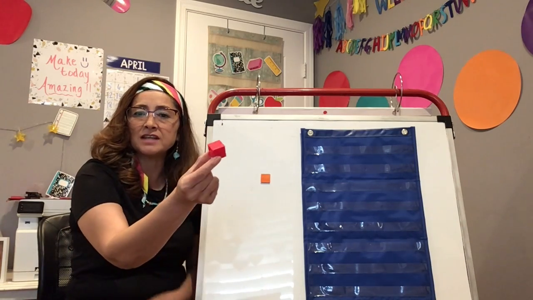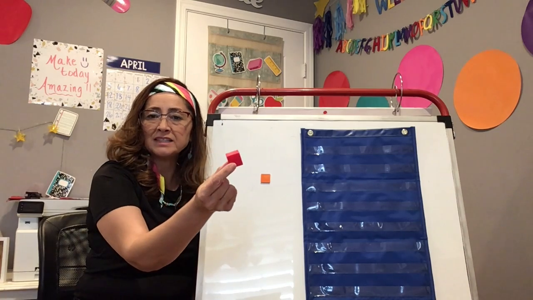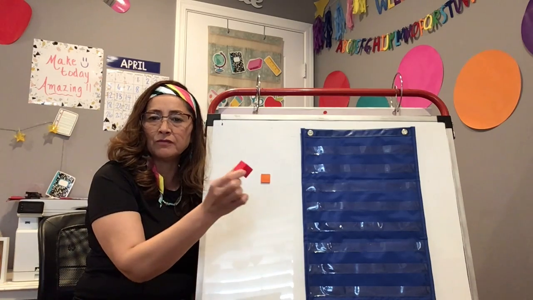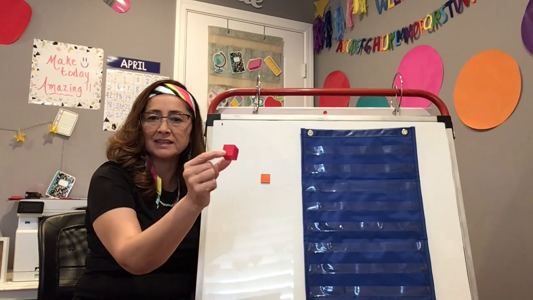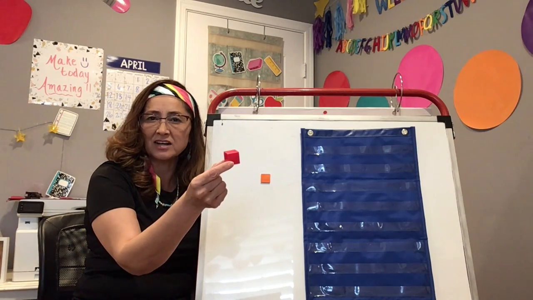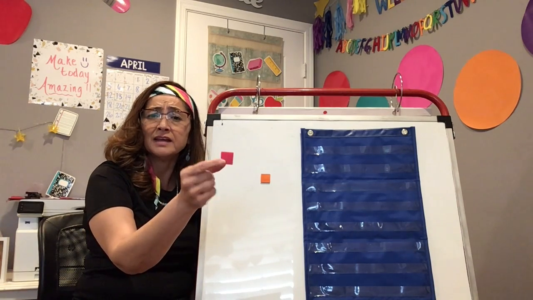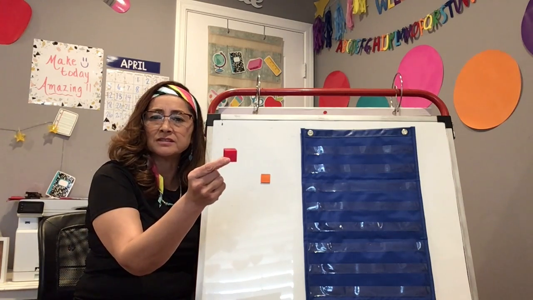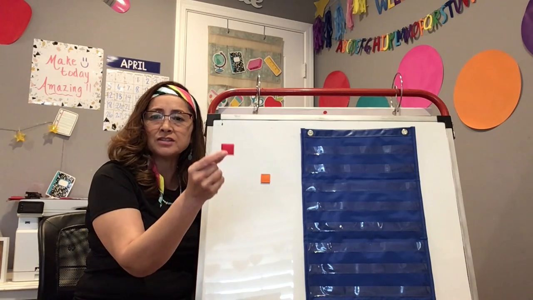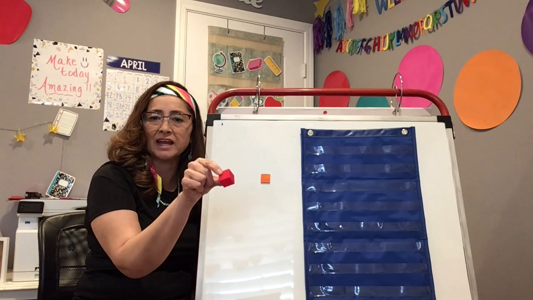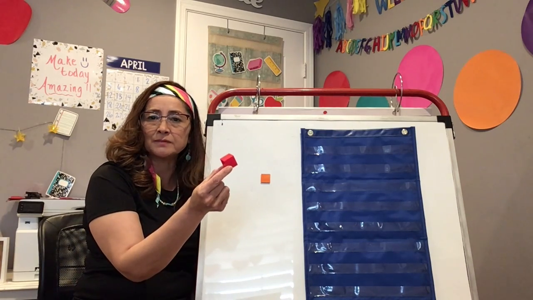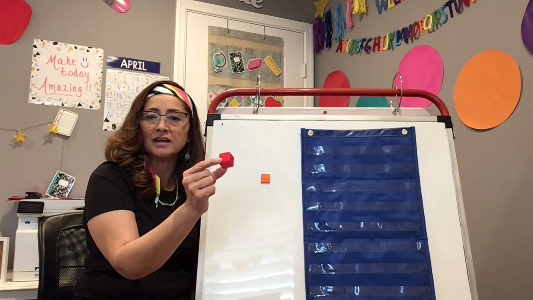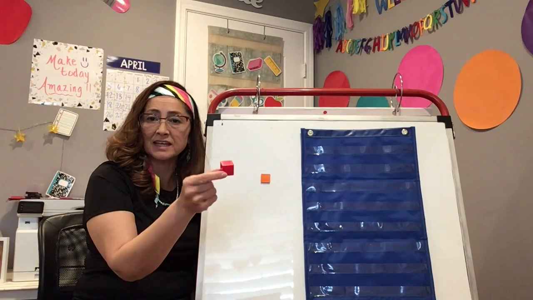Now, I want you to take a look at this shape. This shape, boys and girls, is different than this shape. If we turn it around, we can see that this shape has sides that are sticking out. This shape also takes up space. This, boys and girls, is called a cube. This cube is a three-dimensional shape. Three-dimensional shapes are shapes that we can see all the sides, and they're sticking out.